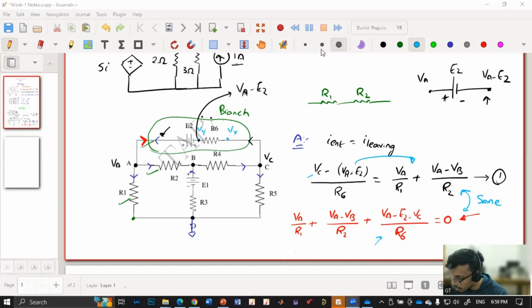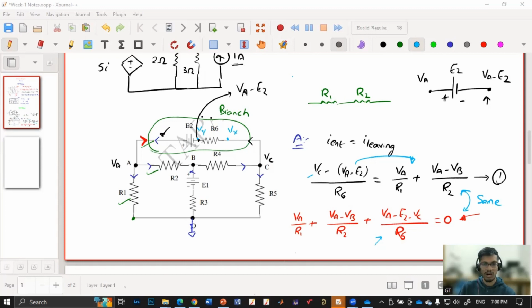Can we consider all currents leaving the node for VA, VB, VC? Yeah, you are free to consider the current direction. But once you have assumed or considered the current direction, you have to follow your convention and you have to write the equations according to that convention.